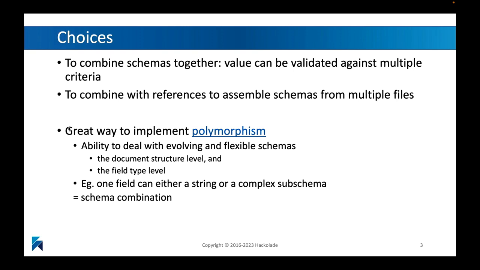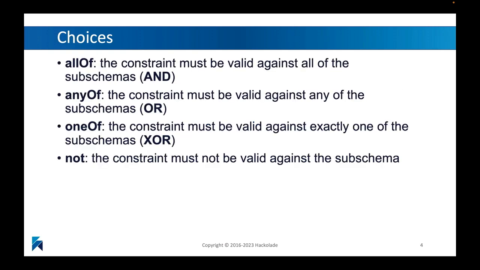So therefore, this is actually a great way to implement something we call polymorphism, the capability of a JSON document to take multiple shapes. It's a great way to deal with changing requirements and evolving and flexible schemas, both at the document structure level and also at the field level. You can implement this at a variety of different levels, thanks to the nested nature of these types of documents. So one great example is that a field in your document can either be a string or a complex subschema. We'll go into that a little bit later on. That way you can combine the schema of multiple documents into your particular environment.